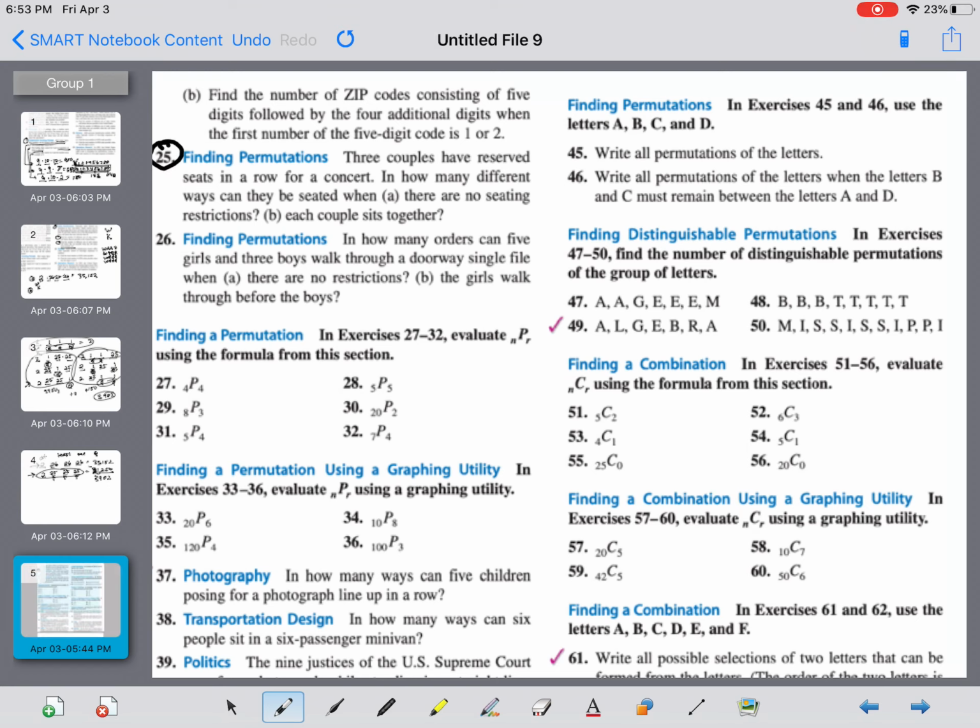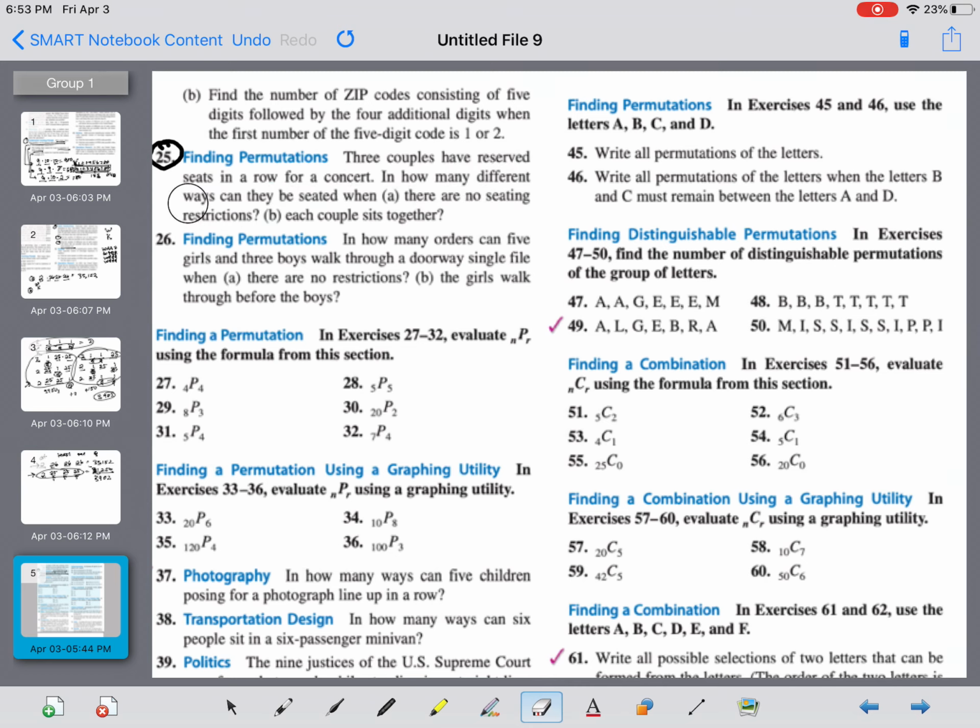This is part 2 of your homework videos. I'm going to read it, and then I'll go to a clean slide to work the problem. This one's really interesting. 3 couples have reserved seats in a row for a concert, and how many different ways can they be seated when there are no seating restrictions? I'll erase that so you can read it.